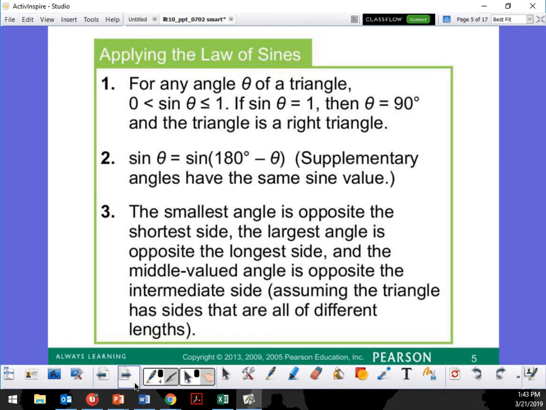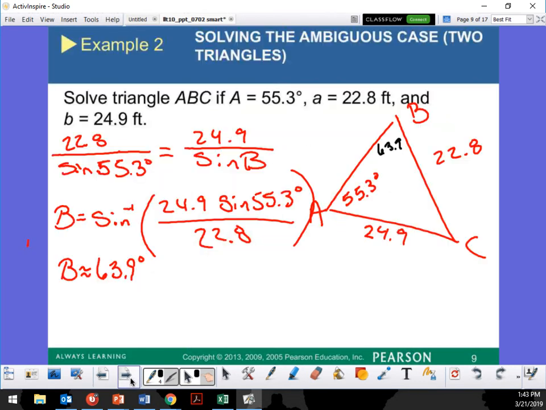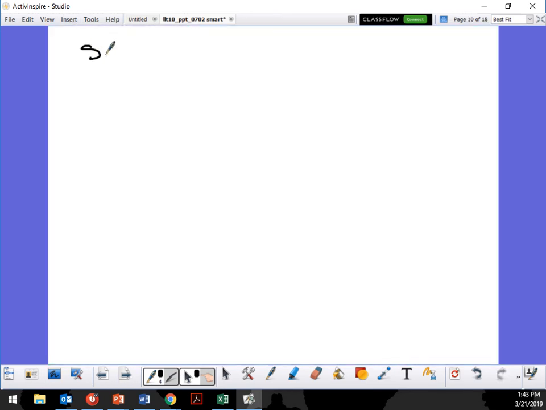Okay, so let's check to see if that works. So we're going to use this one right here, because we have a possibility of a second one here. So now it's going to be sine theta. So it's going to be sine of 180 minus theta. What's my theta in that one? 63.9. Okay, let's do that. So it's sine of 180, 0.89.